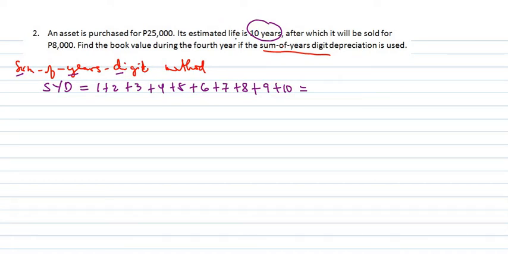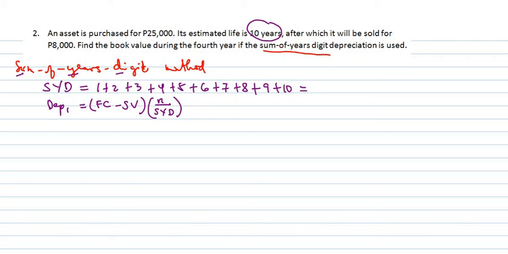If our estimated life is, let's say, 4 years, then 1 plus 2 plus 3 plus 4. If the estimated life is, let's say, 6 years, then 1 plus 2 plus 3 plus 4 plus 5 plus 6. So after we solve SYD, or the sum of years digit, we first find the first year depreciation, dep sub 1, that is equivalent to the first cost minus the salvage value, this is our formula, times n, that is the estimated life, over the SYD.